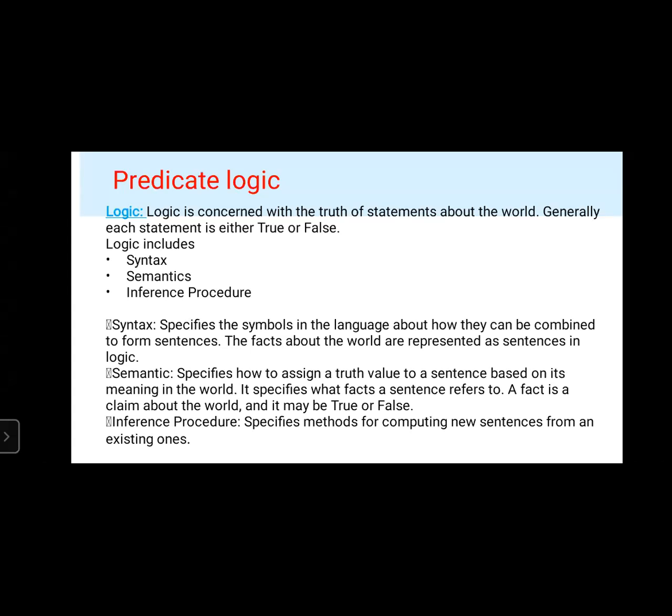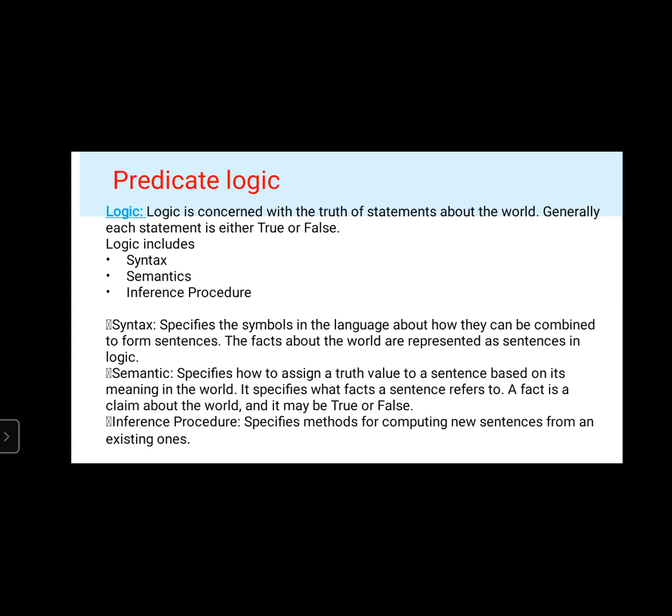Next, semantics. Semantics is nothing but giving meaning to a value. So if something has a meaning, then that is nothing but semantics. It specifies how to assign a truth value to a sentence based on its meaning in the world. Next, it specifies what facts a sentence represents. A fact is a claim about the world and it may be false. A fact may be either a true value or false.